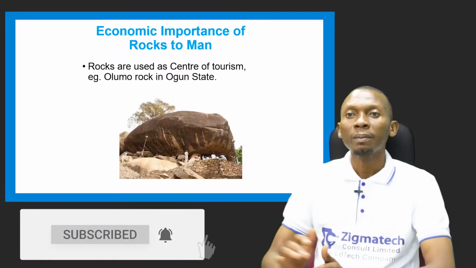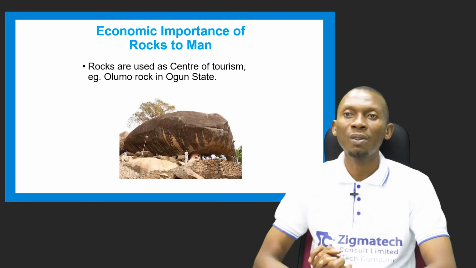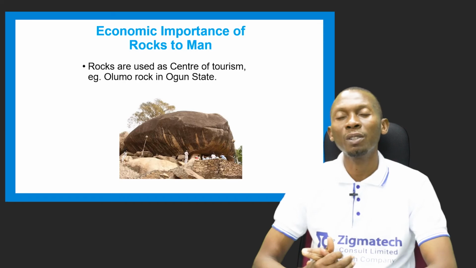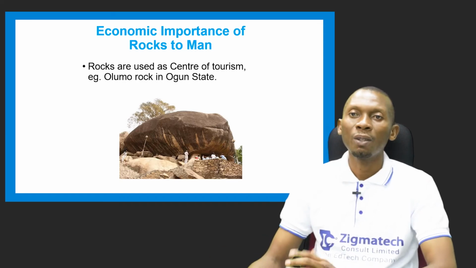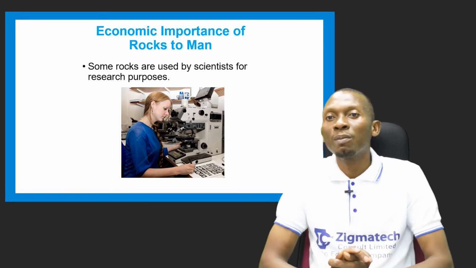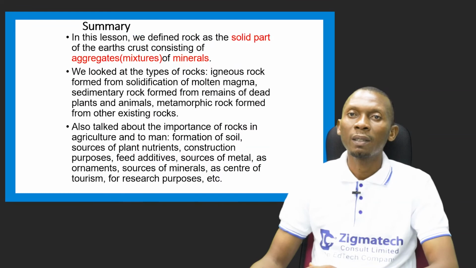Rocks can also serve as a tourist center or a center for tourism. An example is the Olumo Rock, which is located in Ogun State. Now, rocks can also be used by scientists for research purposes.